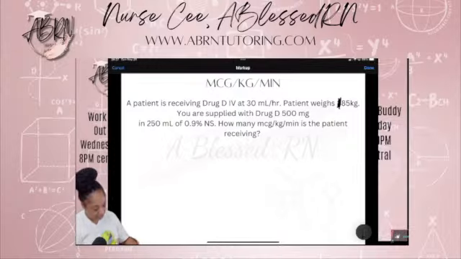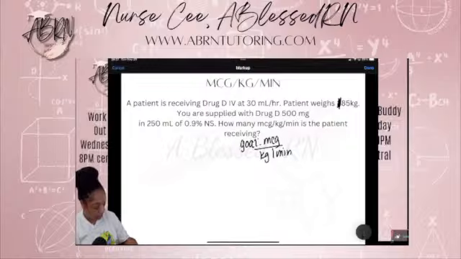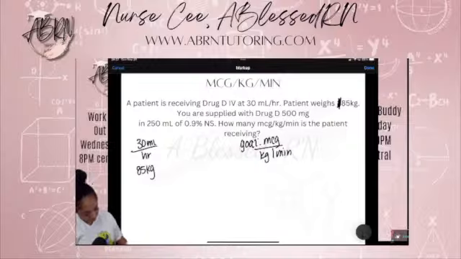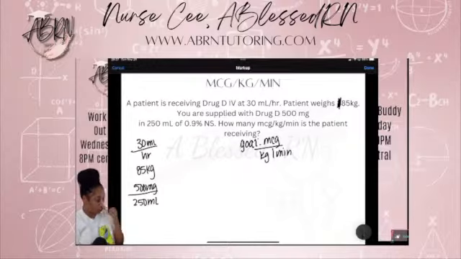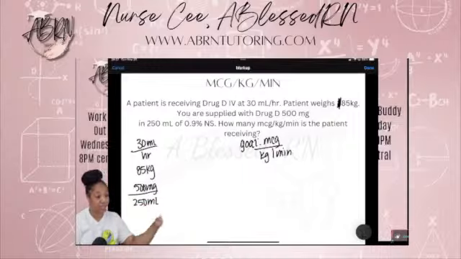All right. So what is our goal? Our goal is to find micrograms per kilogram per minute. Okay, so we have a drug D that's going at 30 milliliters per hour. Our patient weighs 85 kilograms. We've got 500 milligrams in 250 milliliters, okay? And so we are looking for micrograms at the top and kilograms and minutes at the bottom.